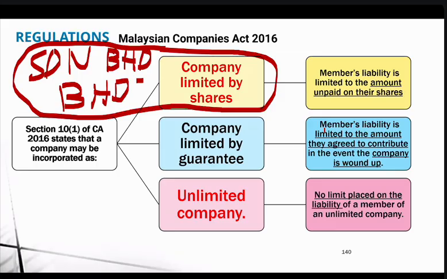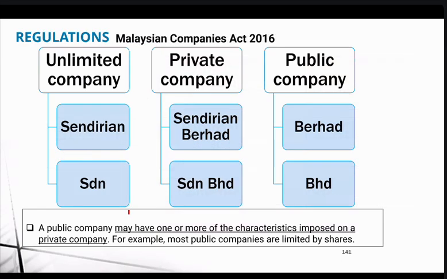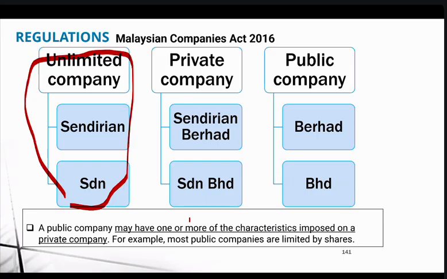An example of a company limited by guarantee, usually in Malaysia's context, would be charities. And then the one that has a limited company is Sendirian. Remember, Sendirian Berhad is what we call private. Public is what we call Berhad.